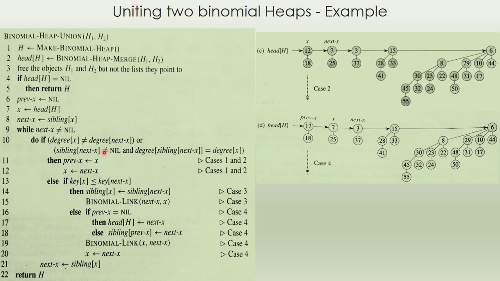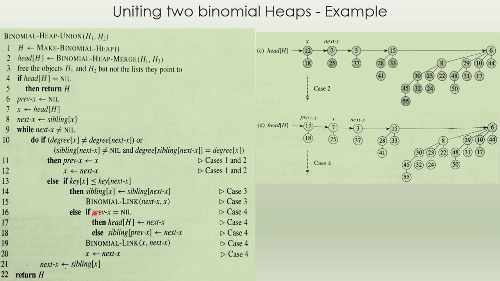Sibling of next X not equal to nil. Sibling of next X is 15, so it is not equal to nil. Degree of sibling of next X equal to degree of X. Who is the sibling of next X? 15. Degree of 15 is 2. Degree of 15 is not equal to degree of X. So this condition is also false. So it is not case 1 or case 2. So here, key of X less than or equal to key of next X. 7 is not less than 3. So it is actually case 4.